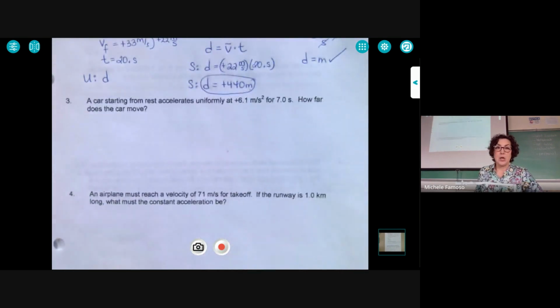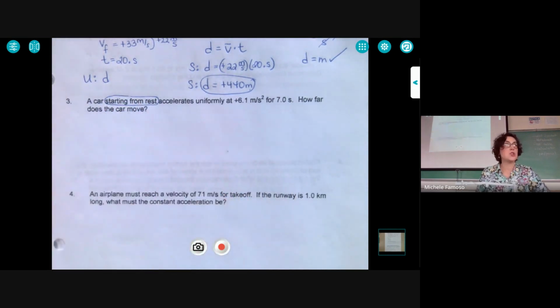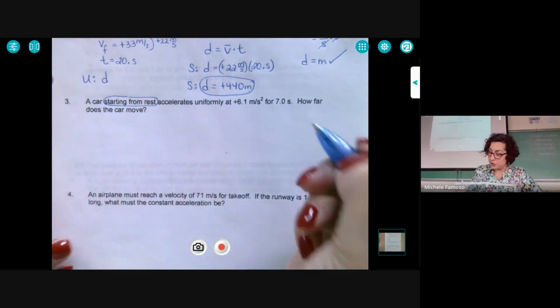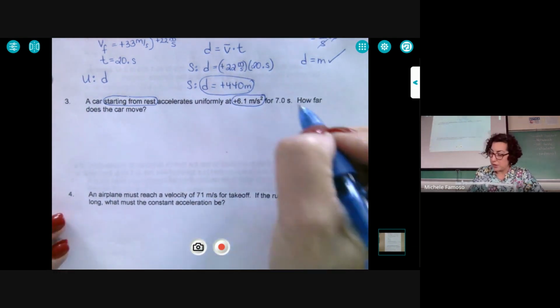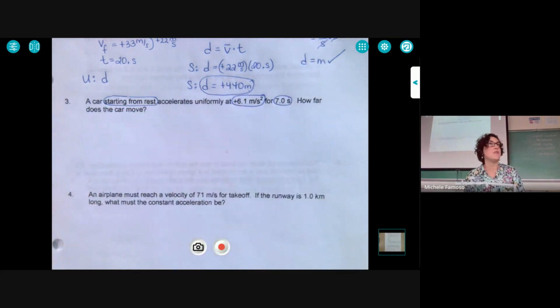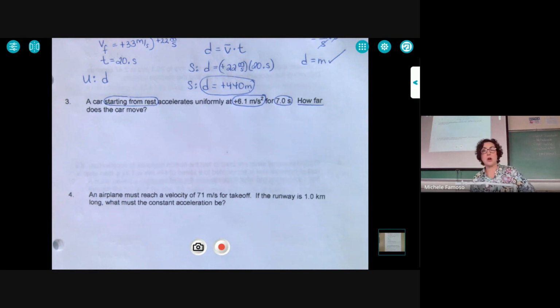Number 3, we have a car that starts from rest. Notice I'm circling that phrase, starting from rest. That's giving you a measurement, but I'm not writing it out in a numerical form. We'll talk about what that measurement is in a minute. It accelerates uniformly at positive 6.1 meters per second squared for 7.0 seconds. So I did circle 3 things of importance in this question. I want to know how far the car moves.